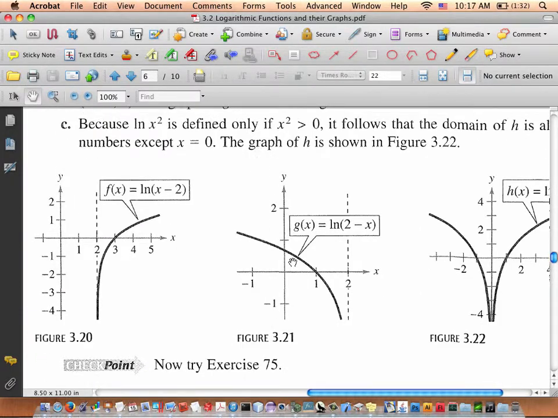So here's the graph of the natural logarithm of 2 minus x. All it did was still shift it 2 units to the right. But because of the negative in front of the x, it did what kind of a reflection? Across the vertical asymptote. So it reflected it this way. Okay?